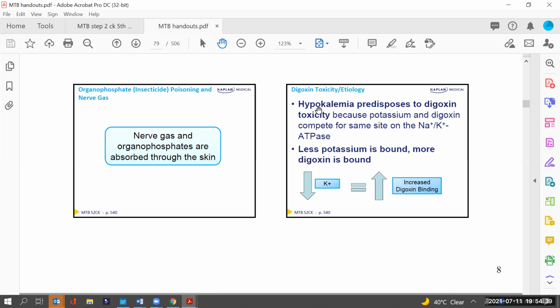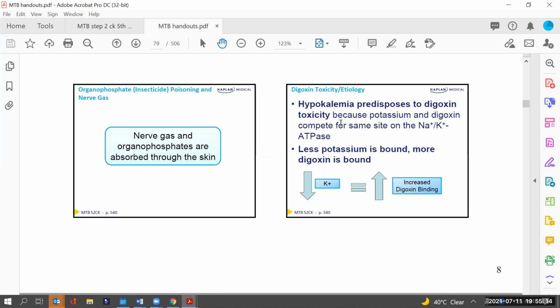So this is important. Hypokalemia predisposes to digoxin toxicity. Why? Because digoxin and potassium both go to the same receptor. If we have digoxin and hypokalemia, like I have less potassium in my blood, what will be the result? Even if there is a normal amount of digoxin, because of the low level of potassium, more and more digoxin is going to bind to that receptor.